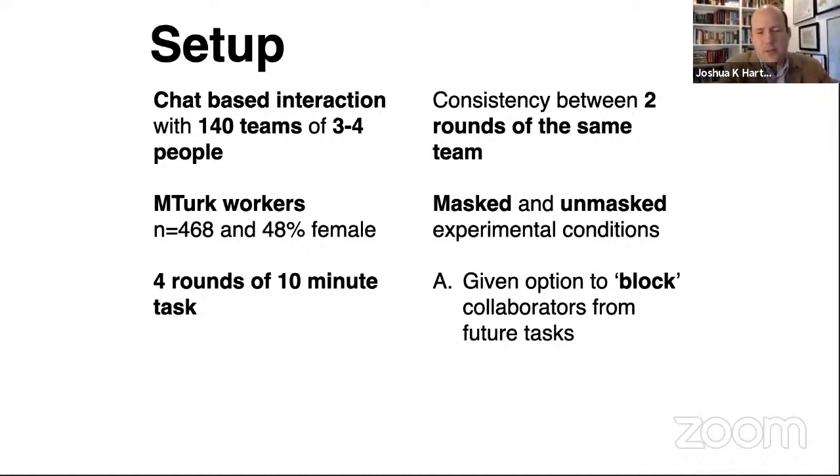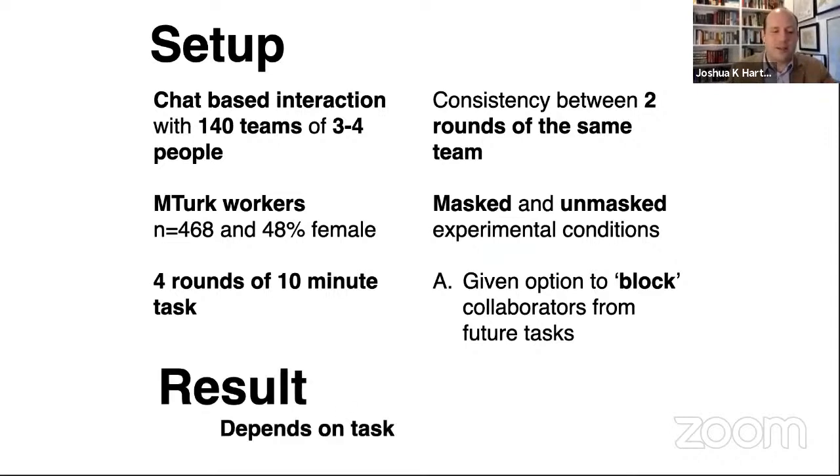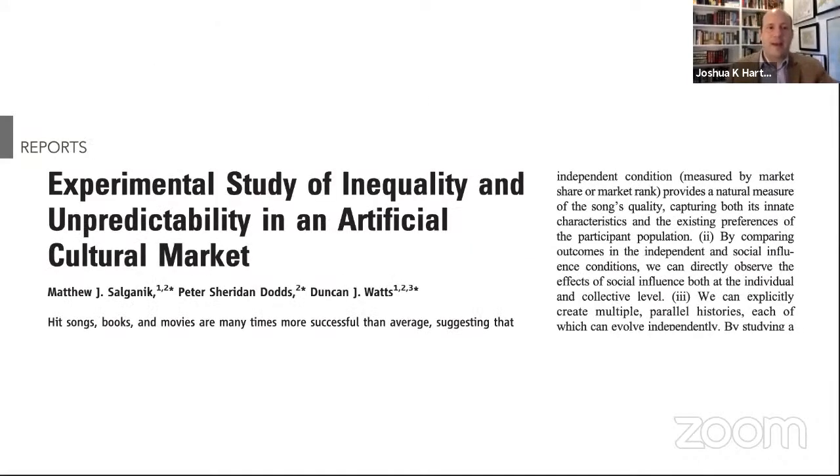And importantly, how they measure whether the team didn't work out well: participants were allowed to block collaborators from future tasks, right? So if you just didn't like working with Conventional Horse, you could say, I do not want to work with Conventional Horse again. So that was the outcome. The result turns out to depend a lot on the kind of task people were trying to do. So we can go read the paper.